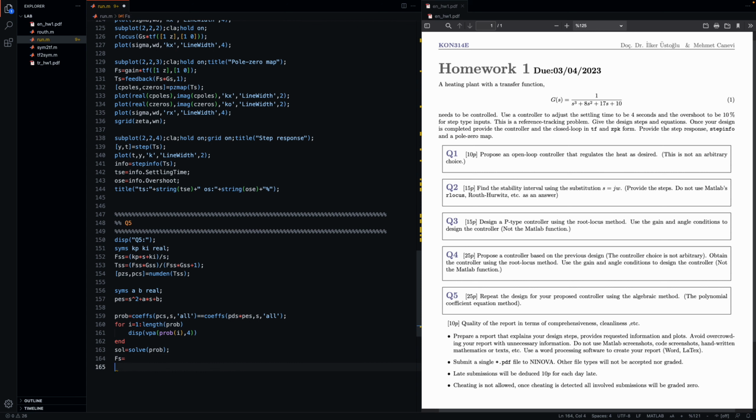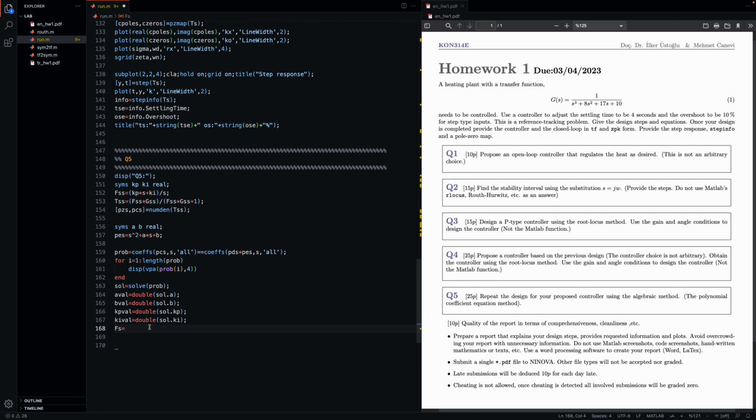So yeah, let's have a-val double sol.a. Repeat this for b. And then kp-val is going to be double sol.kp, and the same goes for ki. I'm using placeholders, not the actual variables, because we might end up using them again. So let me write down what the controller is: kp-val, ki-val, 1, 0.